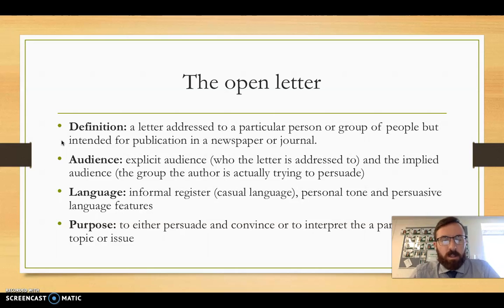The purpose is typically to persuade and convince or interpret. So an open letter for me is more of an interpretive piece, but I like it because I think this is something that would really appeal. The language normally uses an informal register, meaning quite colloquial. However, just because it's colloquial doesn't mean it's persuasive. Sometimes the most persuasive pieces are those that are colloquial.